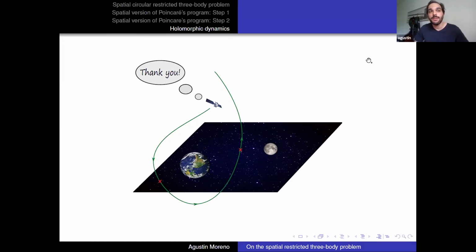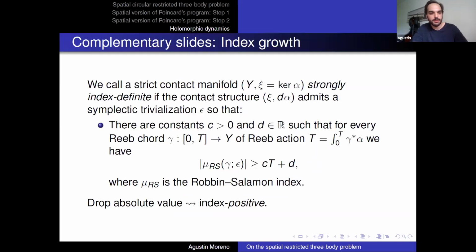As I said, you have this. I didn't define it, but here's the definition. But if you have convexity, for example, in the planar problem, you have this index growth condition. So from the index growth, yeah. So okay, I was thinking some time ago about the following problem.